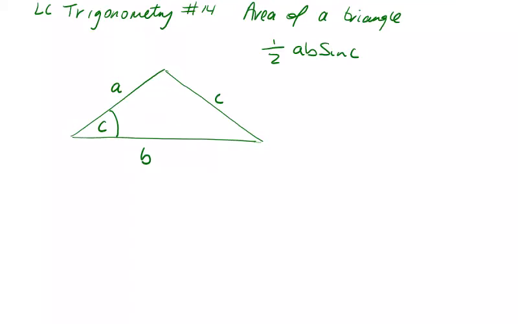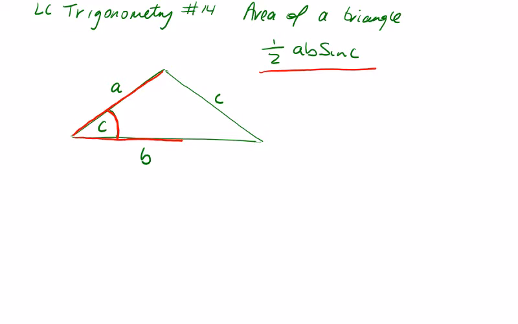So in this video we look at the area of a triangle, and the formula for the area of a triangle is half AB sine C. What this means is half one side by another side by the sine of the angle in between the two sides. So it could be written as half BC sine A, or whatever the three versions of that formula are.